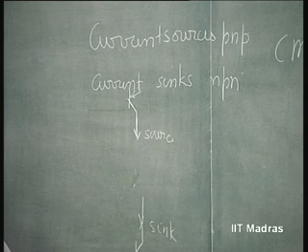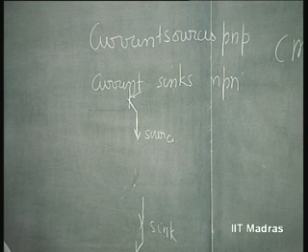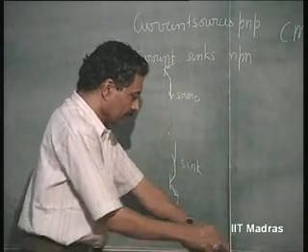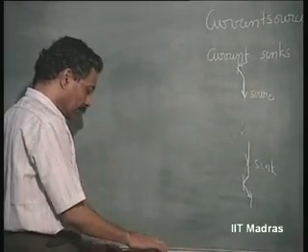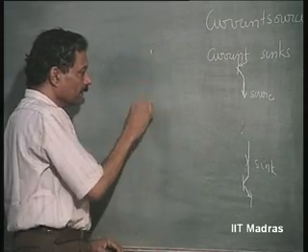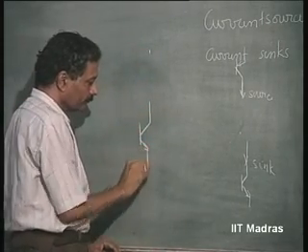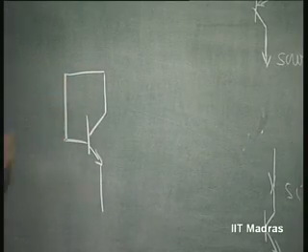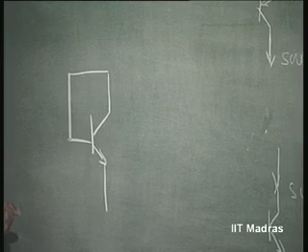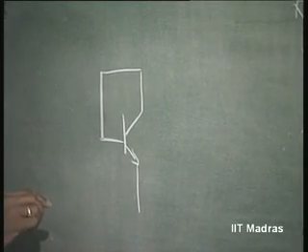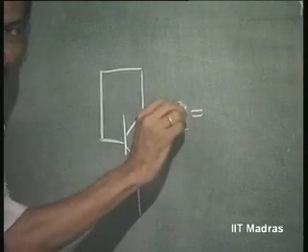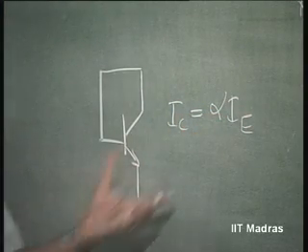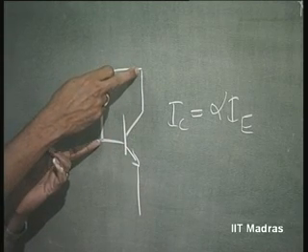So, how to obtain sources and sinks? Now, this part is very important. We all know that a transistor with collector base shorted still acts as a transistor. That means transistor action is there. What does it mean? IC is equal to alpha times IE is valid here. Transistor action is still there because VCB is 0.